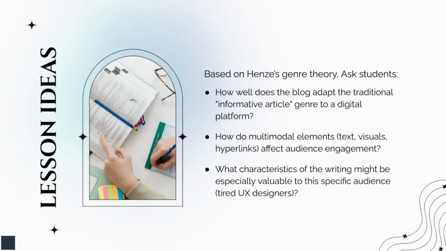So just thinking as a teacher how I would apply this, I would really ask students to think about genre theory. We would break it down, obviously, and be talking about how and why a genre is produced and not just view it as a template and something to copy and paste. So I would ask a lot of questions. We would have these texts in front of us and ask things like, how well does the blog adapt the traditional informative article genre to a digital platform? And then we would also talk about how multimodal elements like the text, those hyperlinks, the videos affect audience engagement and strategically why they're placed at different parts in the article, for instance.